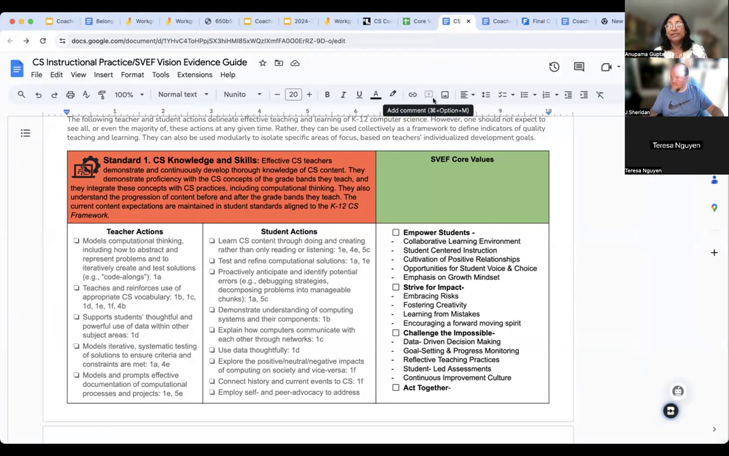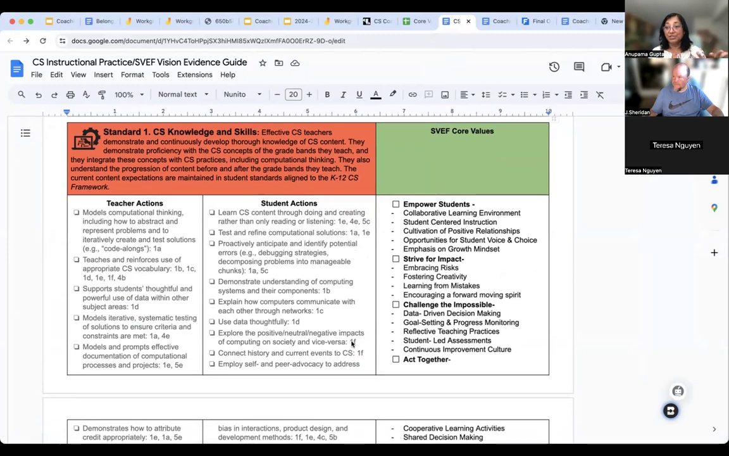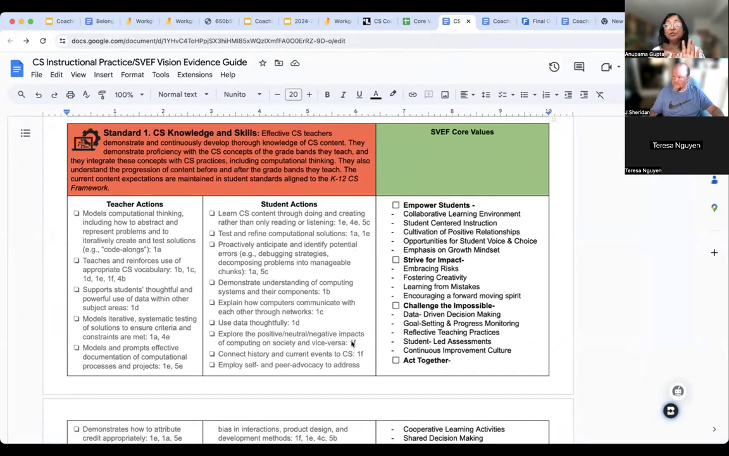So I got this whole Google Doc from the CSTA Toolkit, which I was sharing with you earlier. I added the SVF core values on the right side. I felt like, oh my God, this is such a wonderful document now. When you are observing in the classroom with the teachers, you have a checklist of what you see and observe, and you can also show the alignment with the core values.